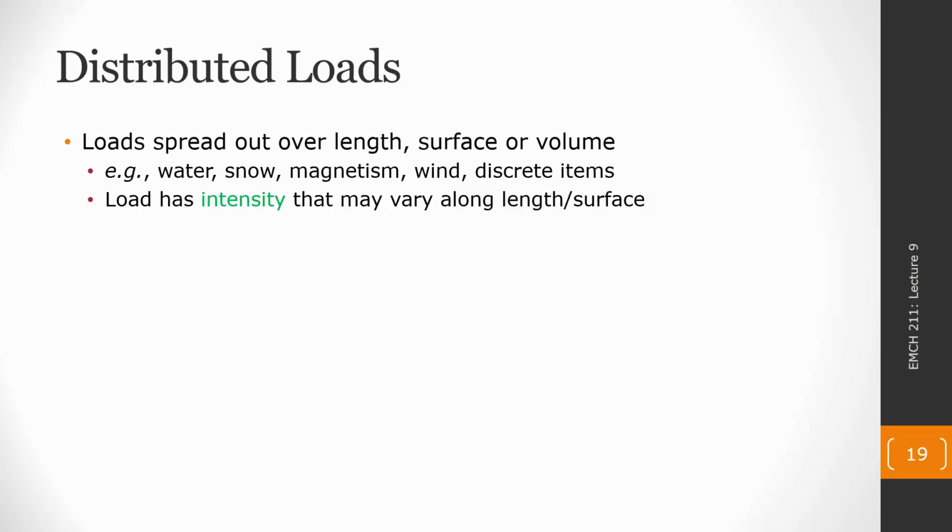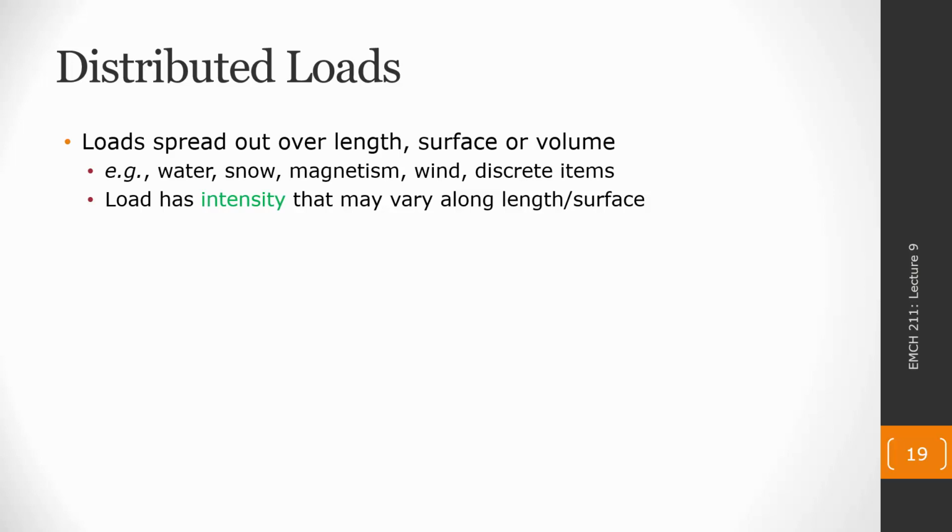Until now, all the loads we've dealt with have been point loads acting at just a single point. Or in the case of moments and couples, it was just a point couple acting at a single point. A distributed load is distributed, as the name implies, over our body. So things like water on a surface or snow on a surface. It could be the effect of magnetism acting in our 3D body, a wind load acting across the surface of a body, or discrete items like books or sand that's resting on our body.